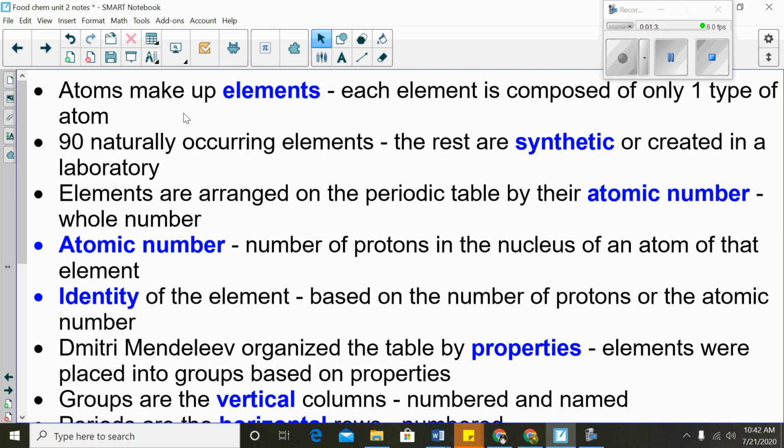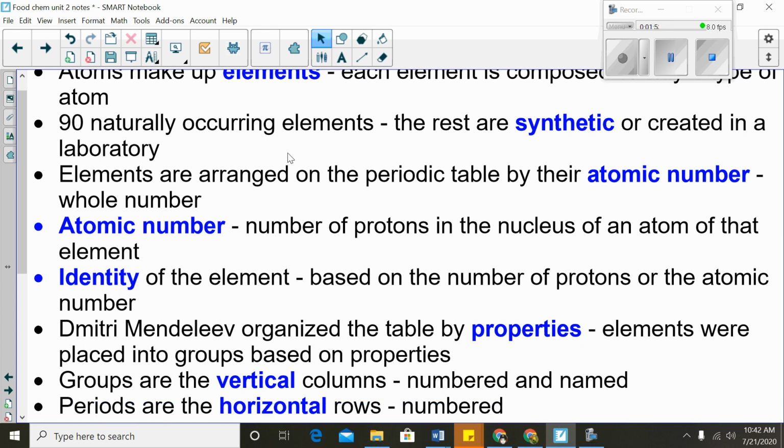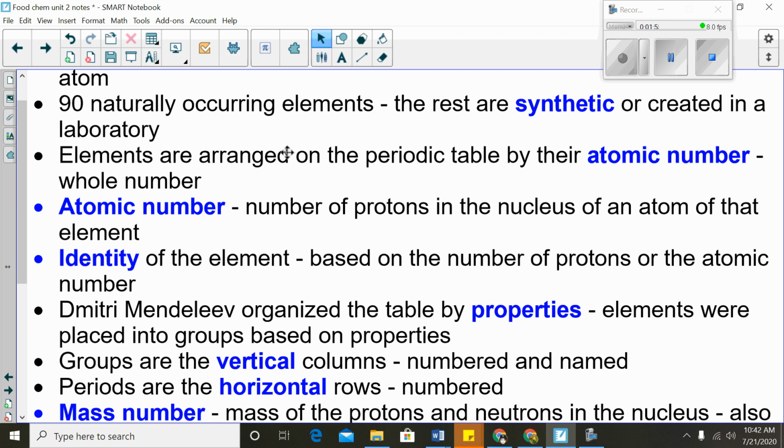Now atoms make up elements. Each element is composed of only one type of atom. There's roughly 90 naturally occurring elements. The rest are synthetic or created in a laboratory. Now elements are arranged on the periodic table by their atomic number, which is a whole number. So that atomic number is the number of protons in the nucleus of an atom of that element. That's the identity of the element. It's based on the number of protons or the atomic number.